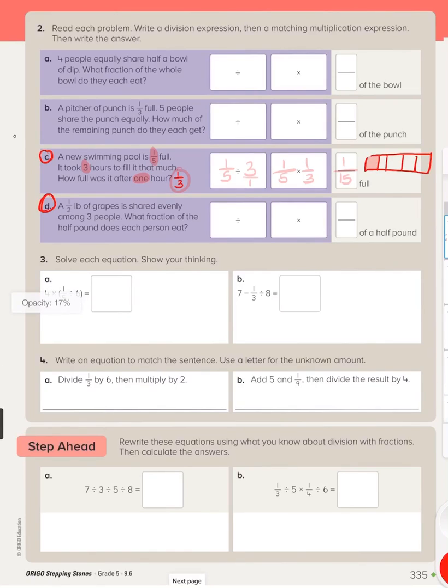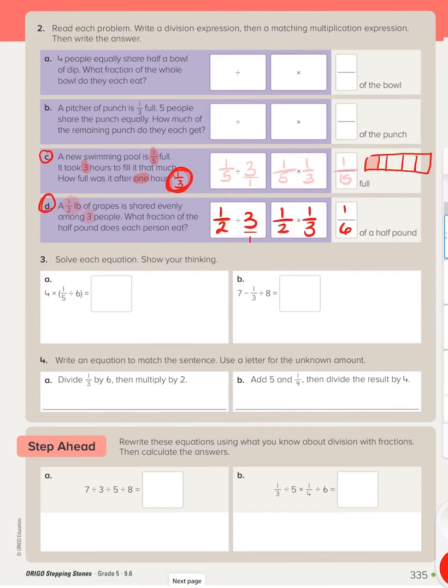All right, for D, it says a half a pound of grapes is shared evenly with 3 people. That's so much easier. The reason the first one was so hard was because I went ahead and did the whole math part in my head, which I shouldn't have done. So it's a half a pound and it's divided amongst 3 people. So the first number stays the same. The division turns into multiplication and the second number gets flipped upside down, which would give us 1/3. And the answer is 1/6. So much better.